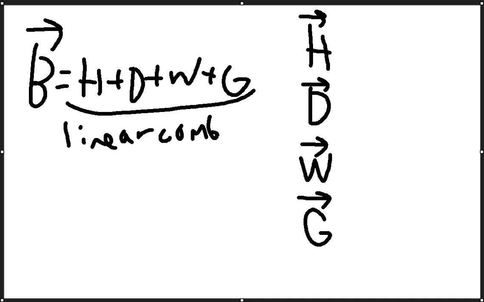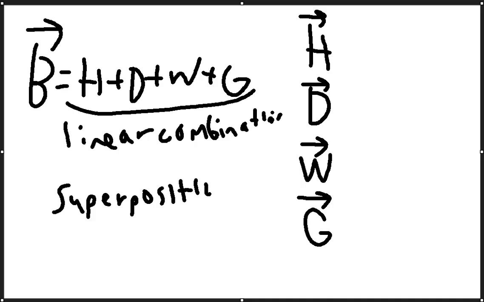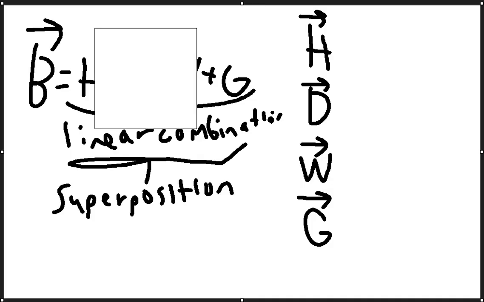But here, because we're doing quantum mechanics, this is where that gets thrown around a lot. We will use the word superposition. Like, the baseball vector is a superposition or a linear combination of all the vectors that are acting on it. And this is important. This will be important later on when we talk about vector transforms.